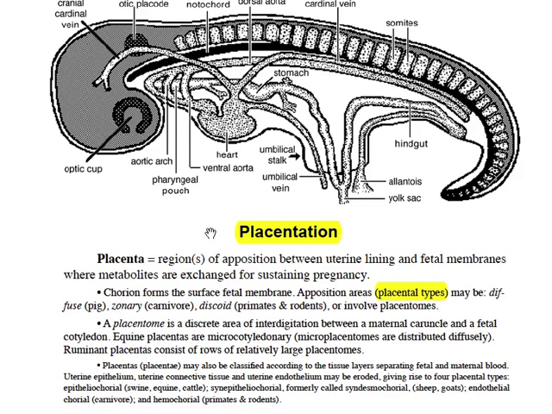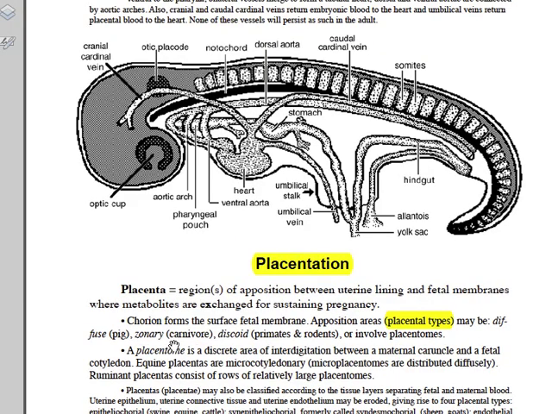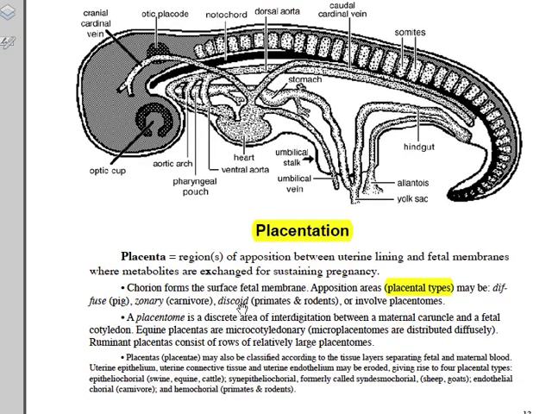The placenta represents regions where the uterine wall and fetal membranes are in contact with one another so that metabolites can be exchanged and waste can be removed throughout the pregnancy. There are different placental types based on the contact areas. For example, the pig has a diffuse placenta, whereas primates have a discoid placenta, carnivores have a zonary placenta, and ruminants have a placentome, as does the horse.